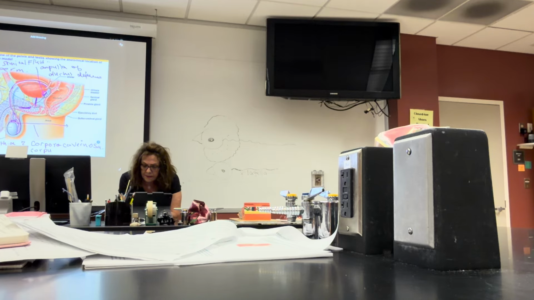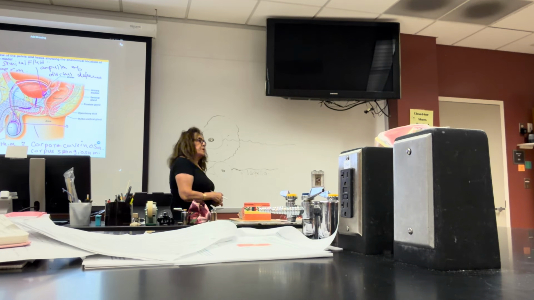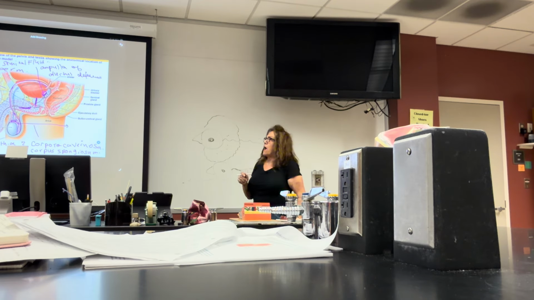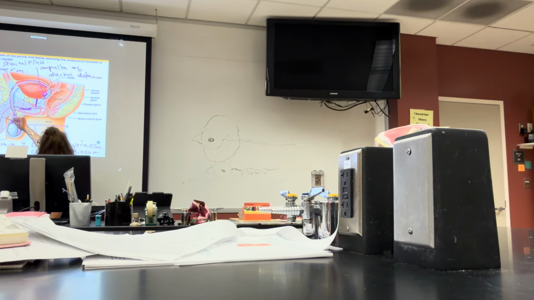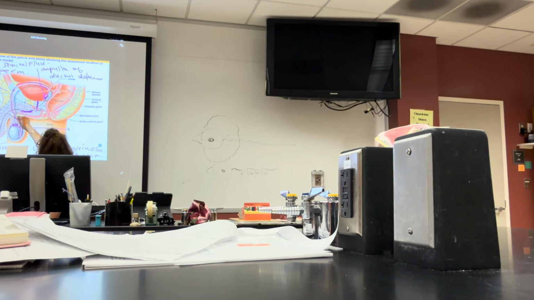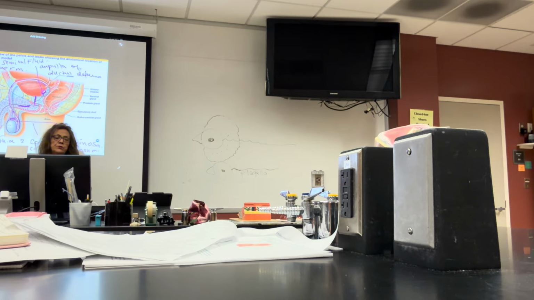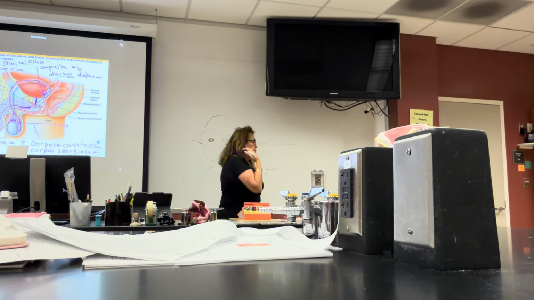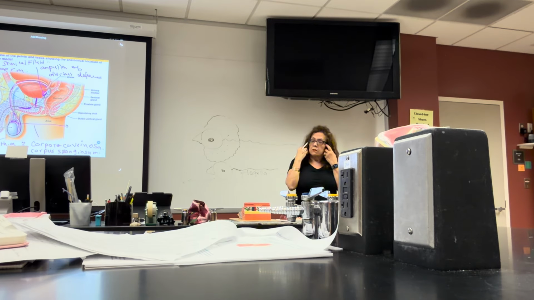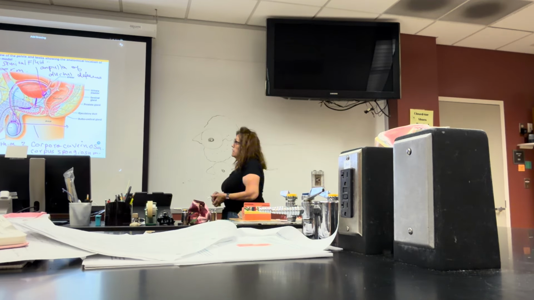Corpus spongiosum. And corpus spongiosum is only one, and basically surrounds the spongy urethra. You see it? The spongy urethra is here, and that's corpus spongiosum. So these two organs engorge with blood during erection, and that's the cause of the erection.